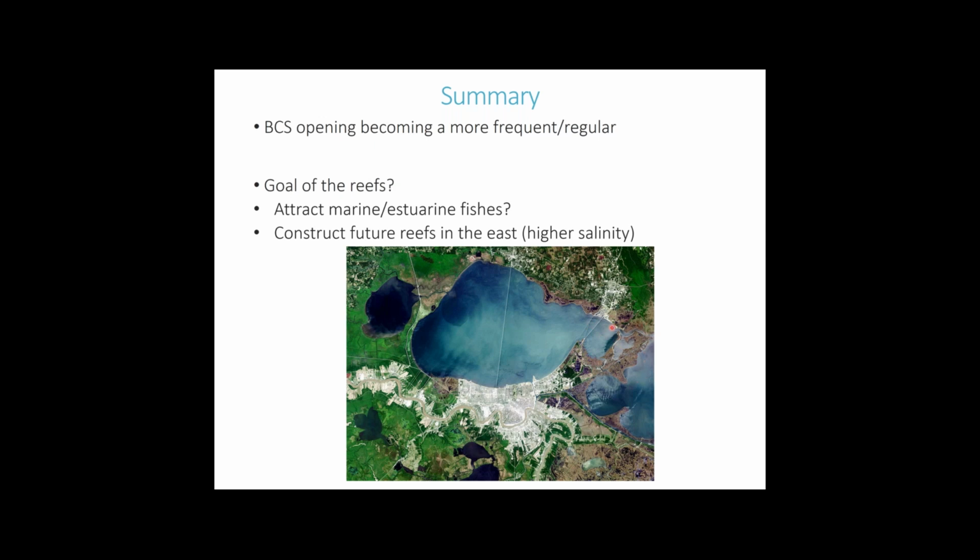It goes to the Rigolets here. Salinity tends to be more stable in this environment. So if the goal is an estuarine fish assemblage, then these reefs need to be focused on that part of the lake. The other ones are going to be subjected to future Bonnet Carré Spillway opening events and will clearly be restructured over time as the influx of fresh water occurs.